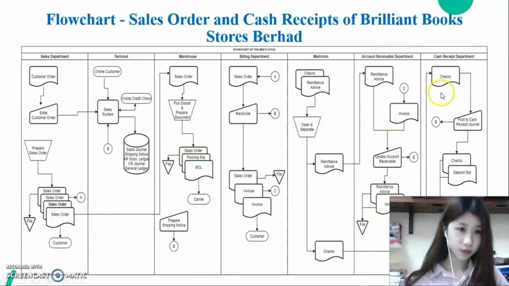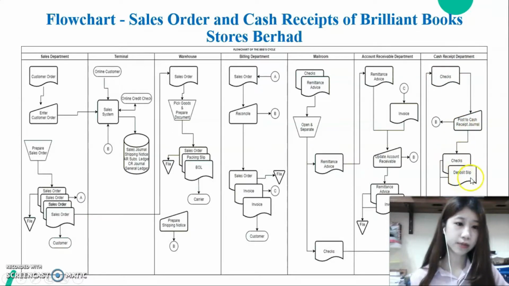Now let me move to the last part, which is the cash receipt department. When this department receives the check, they will use it to post to the cash receipt journal and then prepare the deposit slip. After that, they send the check and the deposit slip to the bank for deposit.